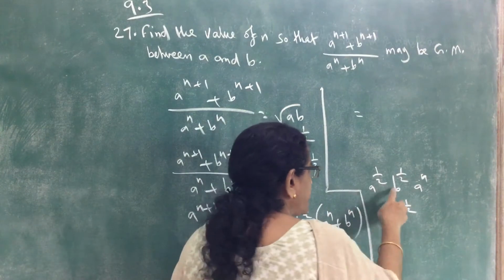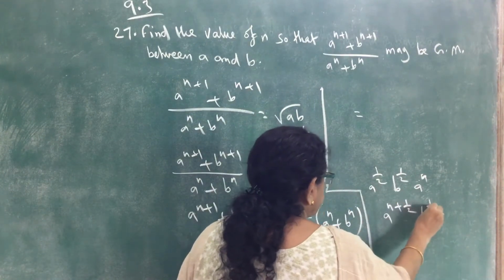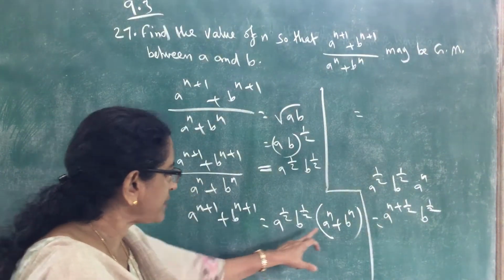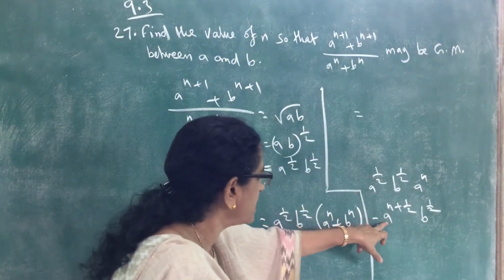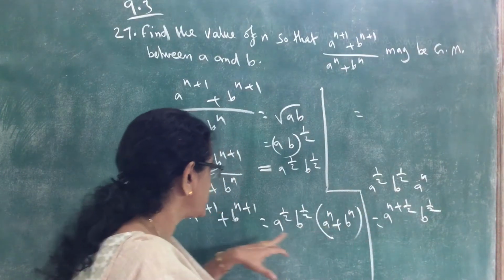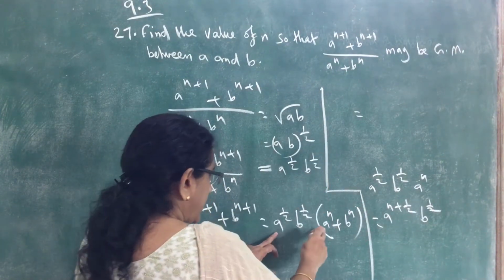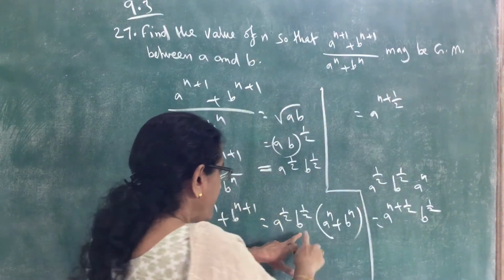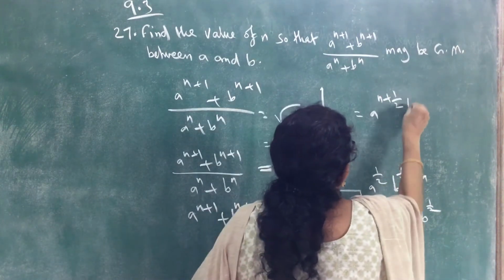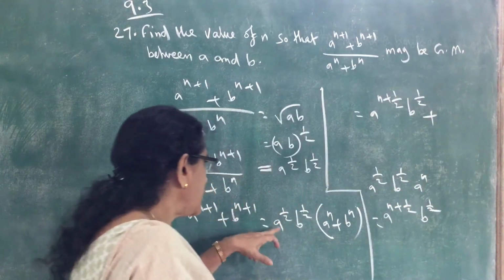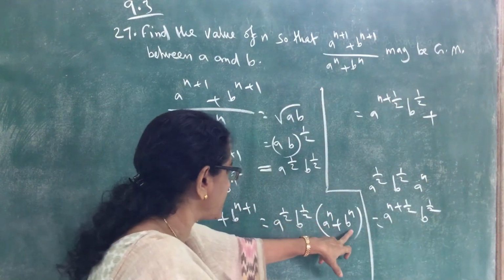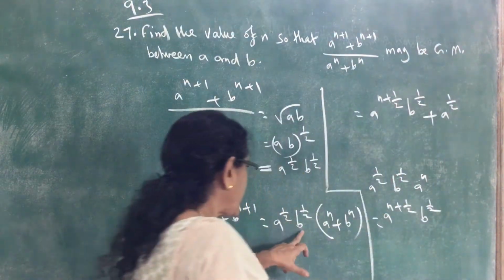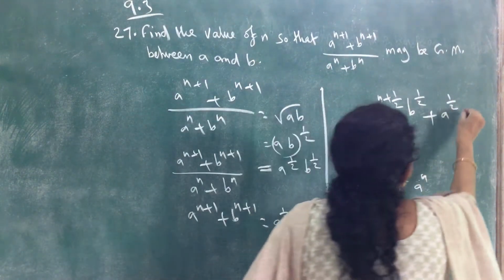And B raised to half we can write as B raised to half. So A raised to half into A raised to n is A raised to n plus half, into B raised to half. So when we open the bracket we get A raised to n plus half into B raised to half, plus similarly A raised to half into B raised to half into B raised to n, that is A raised to half into B raised to n plus half.